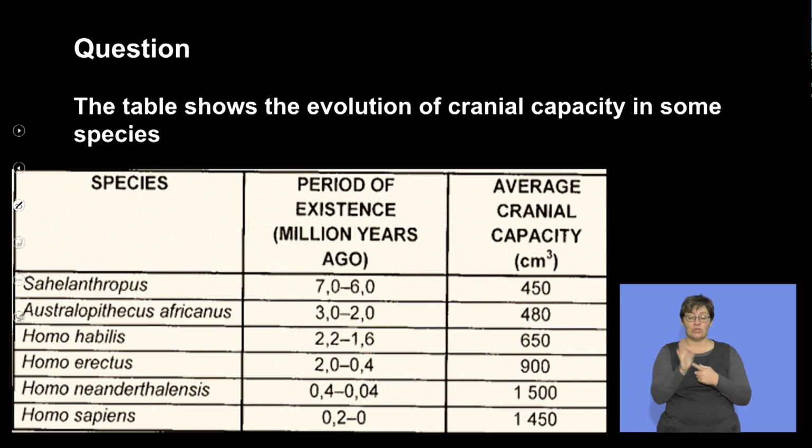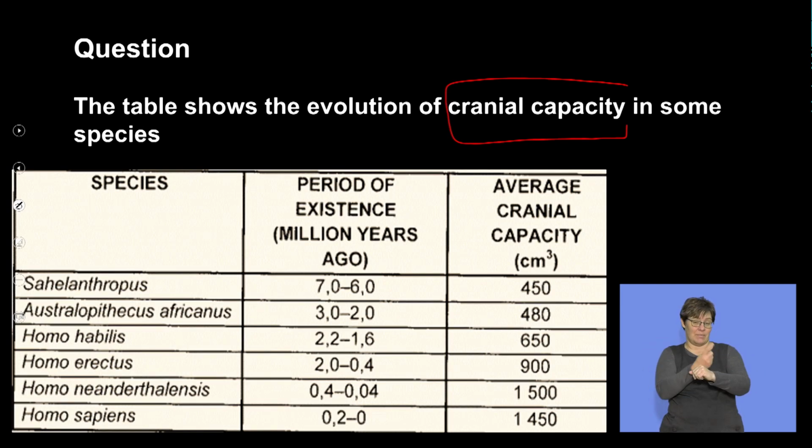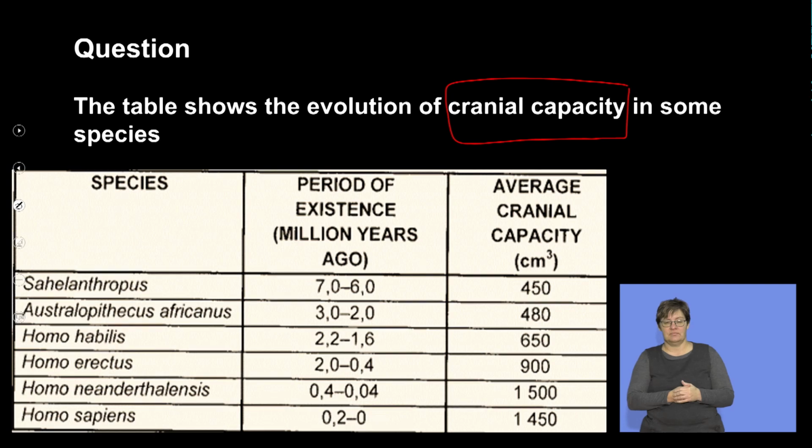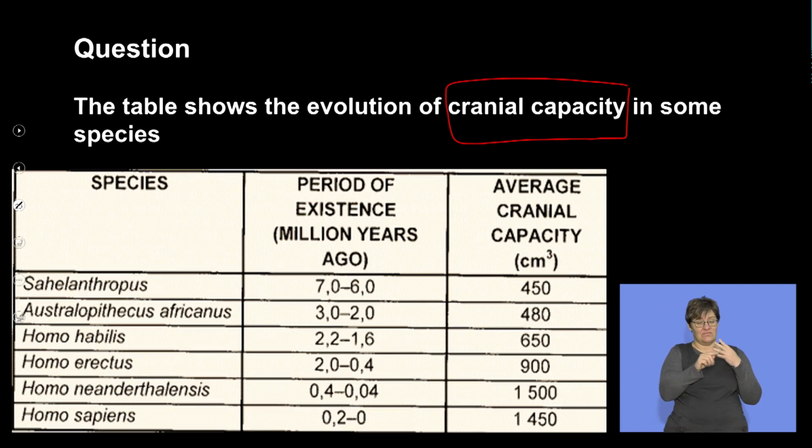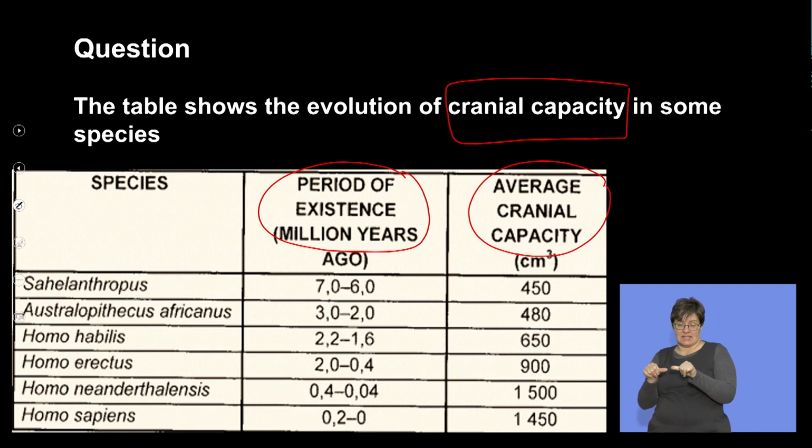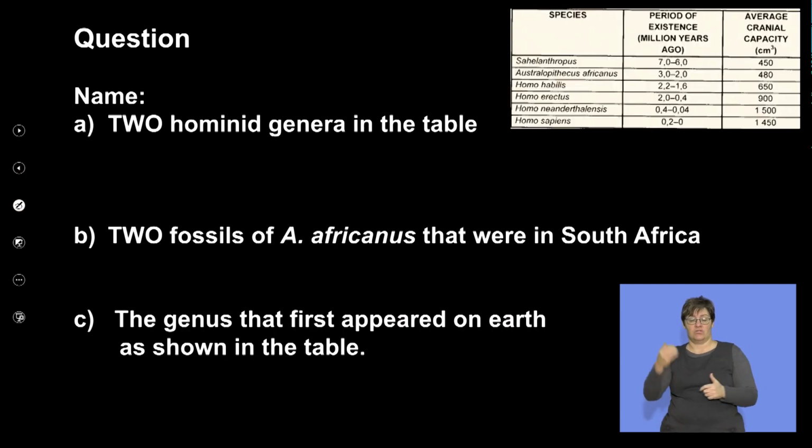The table shows the evolution of cranial capacity. Remember what I said? Cranial capacity, the cranium that houses the brain. We never speak about the brain, we speak about the skeleton. Okay, so guys, here we've got a few species, and it's giving us a year, and it's telling us the size of the cranial capacity. Remember, the larger the cranial capacity, the larger the brain.